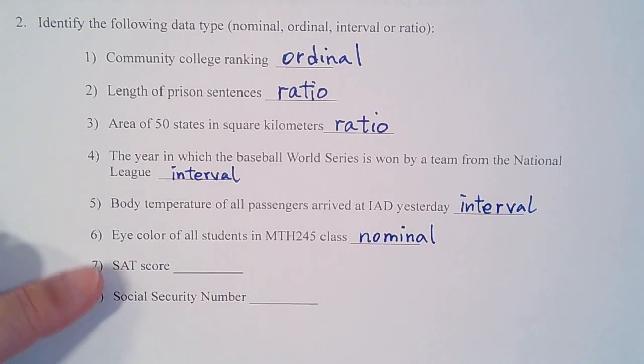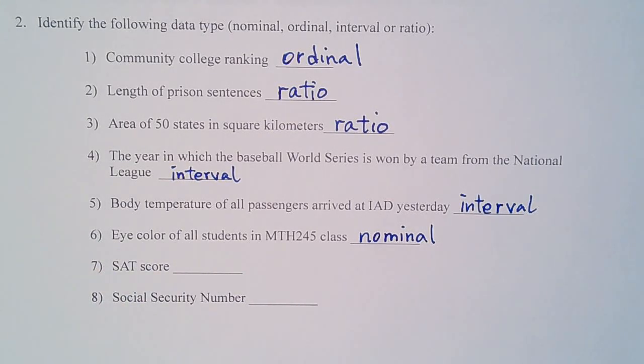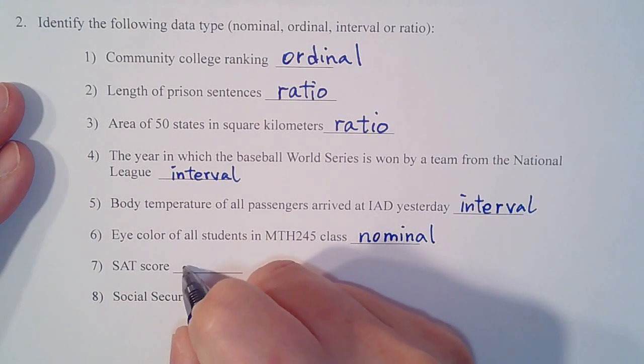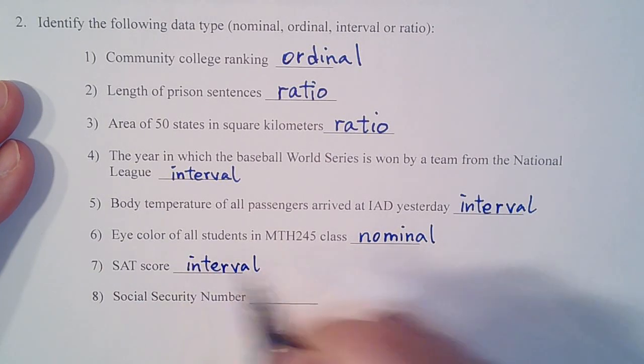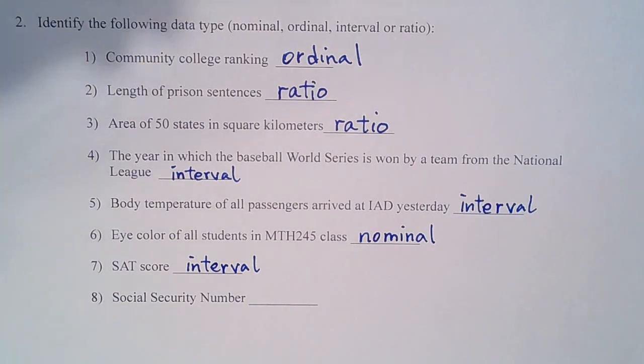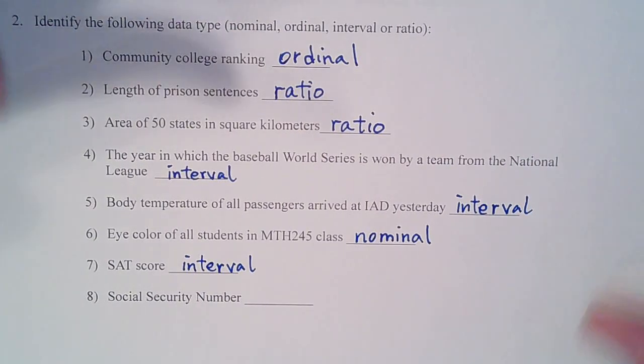Okay, next one, SAT score. Does ratio make sense? Is 800 twice as much as 400? Of course not. And what about an interval? We don't know, but for sure it's ordinal, right? And when they do that, they make it an interval. That means the difference between 790 and 800 is the same as between 710 and 720. So that's what it says.